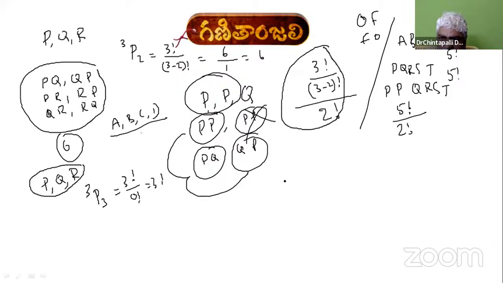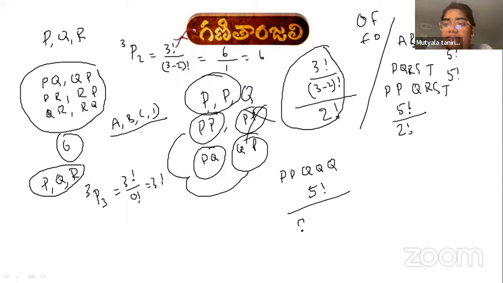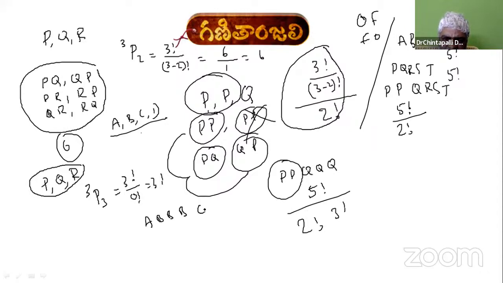Now the question is how many 5-letter words can be formed by using the letters PP, QQ? 5 factorial divided by 2 factorial into 3 factorial separately. How many 6-letter words can be formed using A, B, C, D? 6 factorial by 3 factorial. How many 6-letter words can be formed using A, B, C, D? 6 factorial by 2 factorial times 2 factorial.